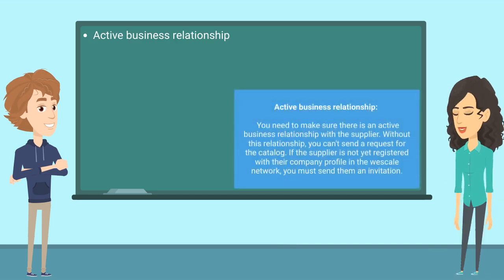Active business relationship. You need to make sure there is an active business relationship with the supplier. Without this relationship, you can't send a request for the catalog. If the supplier is not yet registered with their company profile in the wescale network, you must send them an invitation.